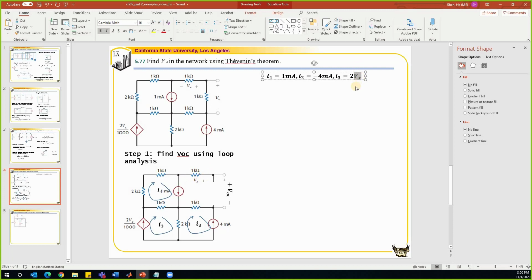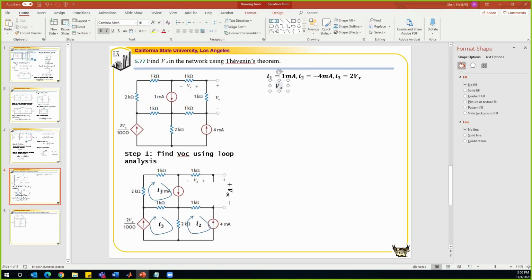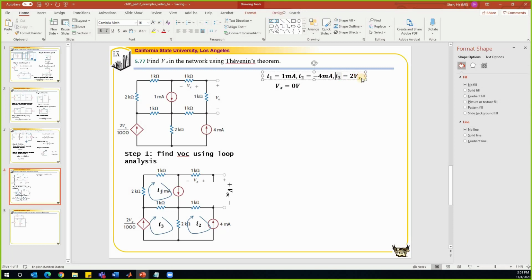What is Vx in this problem? Tell me your answer in chat. So think about it. Okay, send your answer in chat. Most of you said 0. Yes, that is correct. It's 0. There's no current, which means there's no voltage drop. So Vx is equal to 0, and I3 is equal to 0 as well.